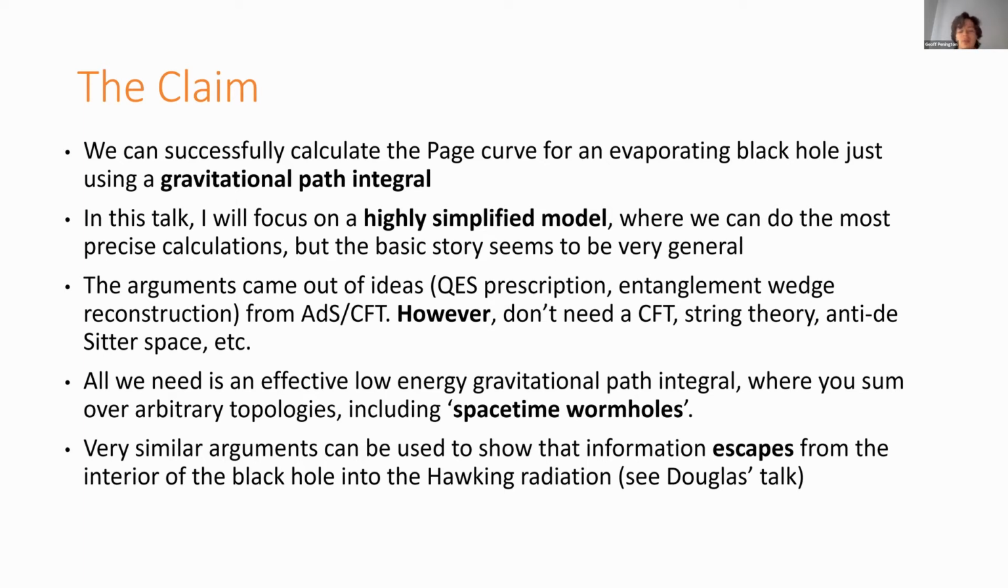I'm not going to talk about them in my talk, but you can actually use very similar arguments to the ones that give you the Page curve to show that not only do you have a Page curve where the entropy starts going down, but you also actually have information escaping from the interior of the black hole into the Hawking radiation. Very complicated and cleverly designed operators acting on the Hawking radiation can in fact learn about stuff that seems to be in the interior of the black hole. So this is something that Douglas will talk about a bit.